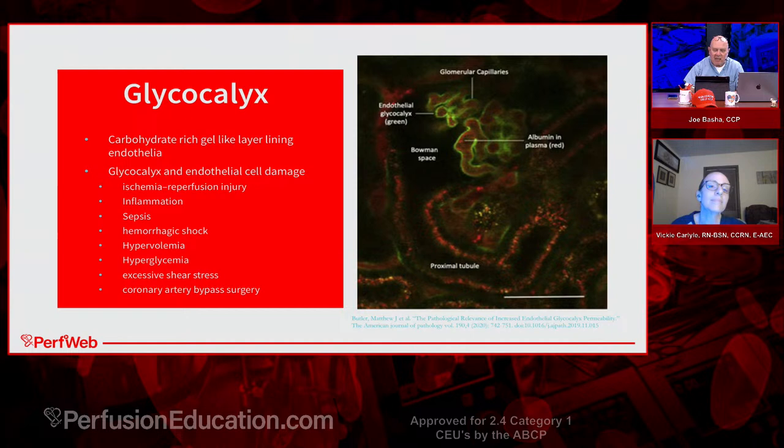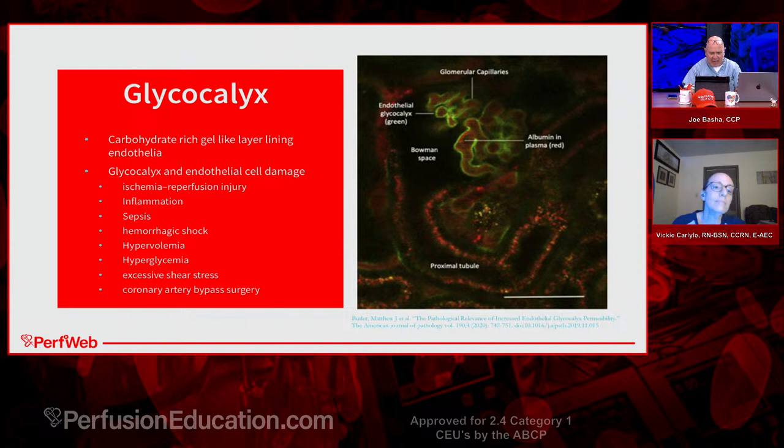The glycocalyx and endothelial cell damage can be caused by ischemia and reperfusion injury, inflammatory processes, sepsis, hemorrhagic shock, hypervolemia, hyperglycemia. In fact, that's something Thomas was asking me about yesterday during the program: elevated sugars, severe hyperglycemia. It can damage the glycocalyx. I know it definitely deranges the microcirculation, and it's something that we want to treat and not allow to happen.